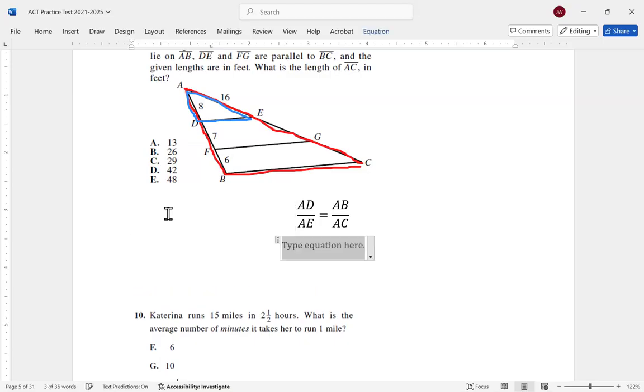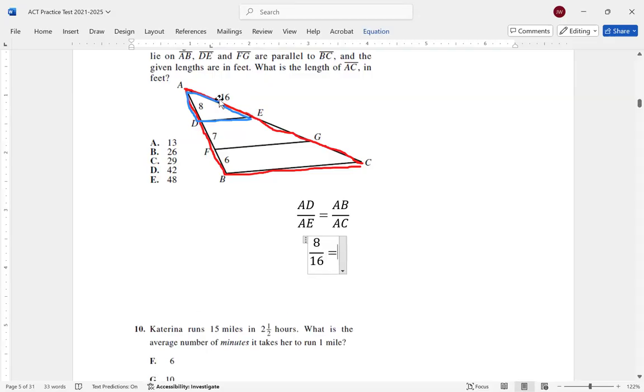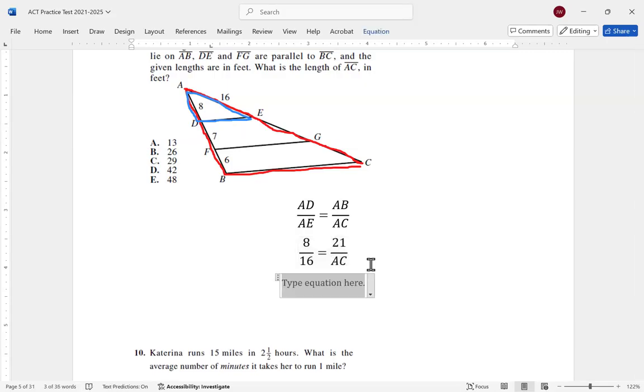Now we have the numbers for 3 of those. We know AD is 8. We know AE is 16. So we have 8 over 16 on the left-hand side. We know that going from A to B, that's a total of 8 plus 7 plus 6, which adds up to 21. So proportionally, 8 over 16 should be equal to 21 over AC. The length of AC, you can solve by cross multiplication: 8 times the length of AC is equal to 16 times 21, and then divide by 8.